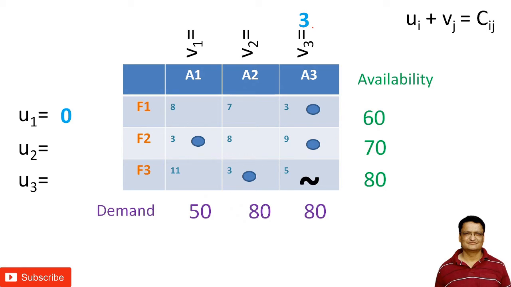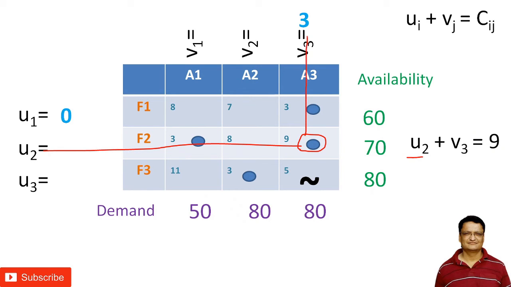Now moving to the next occupied cell. We have to select such an occupied cell for which at least one variable is known and the other variable is unknown, right? So the next cell we can select is this occupied cell, for which the formula becomes u2 plus v3 is equal to this 9. Now I know the value of v3, and I know the value of this Cij, so the corresponding value of u2 becomes 6.